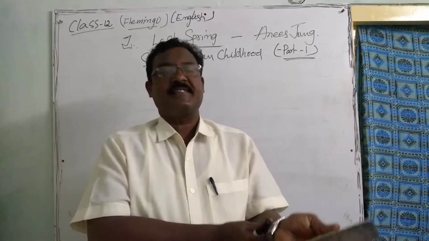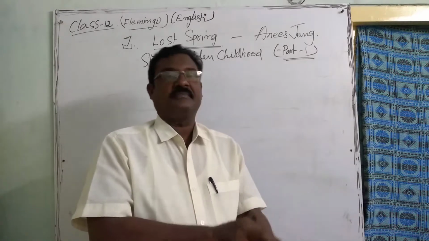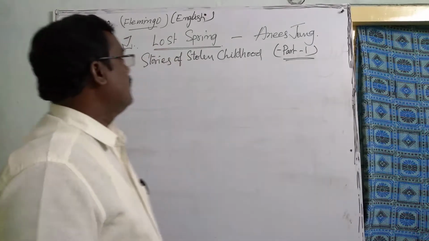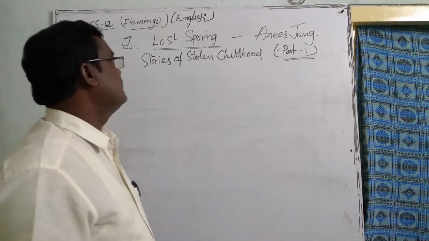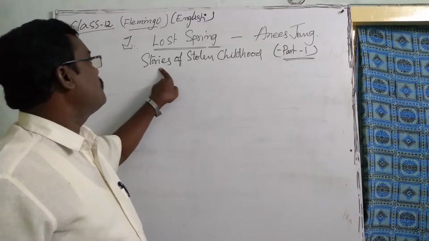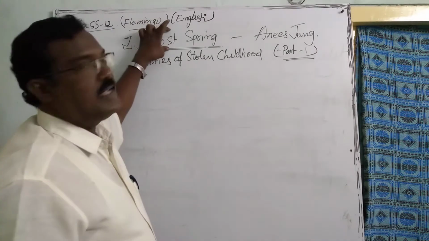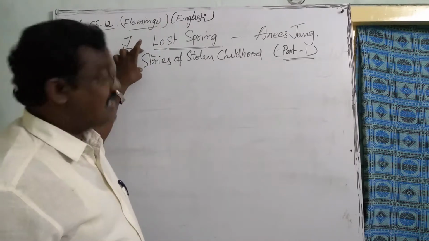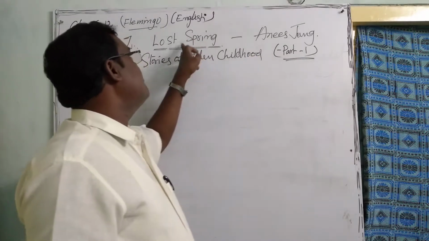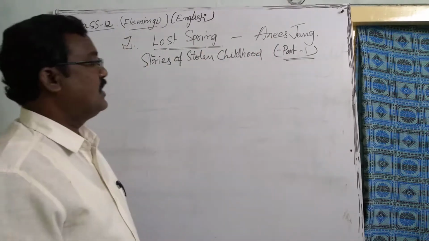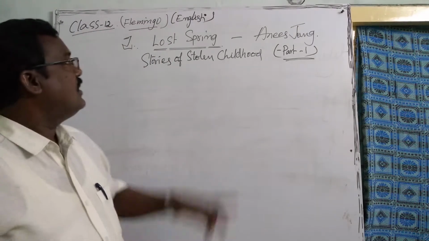Now, let us start the second lesson of Class 2 of English. The second lesson is Last Spring. The subtitle is Stories of Stolen Childhood. This is the name of the lesson, and this is the subtitle of the lesson. The author of this lesson is Aneesh Jung. Already I told you, my dear students, the title of the lesson.